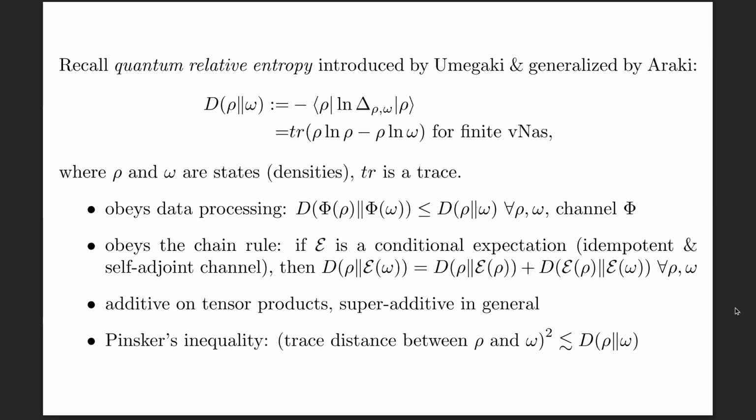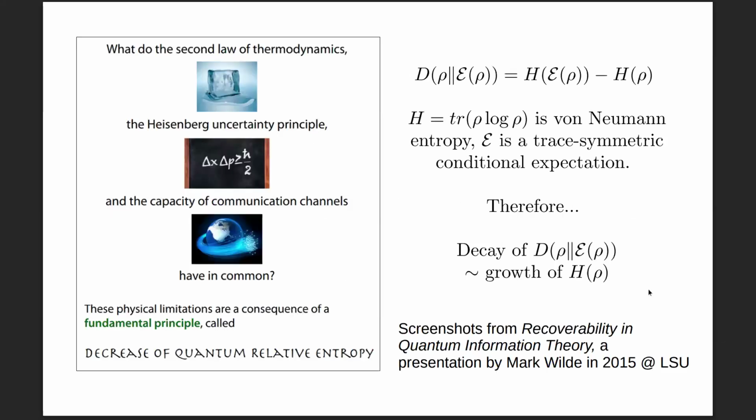So that can be operationally useful. This has been studied a lot in quantum information theory. These are actually some slides from Mark Wilde's talk many years ago, noting that the decrease of quantum relative entropy, which we could think of in many contexts as being analogous to a growth of Shannon or von Neumann entropy, comes up all over the place.